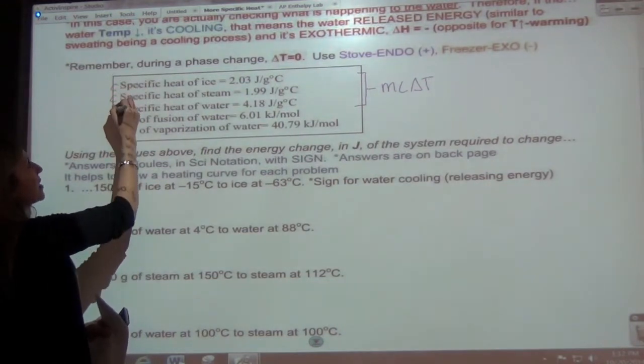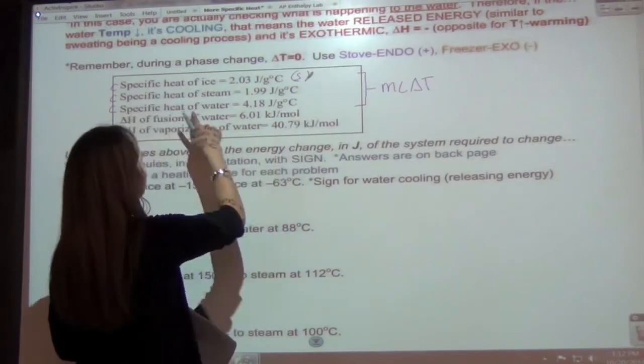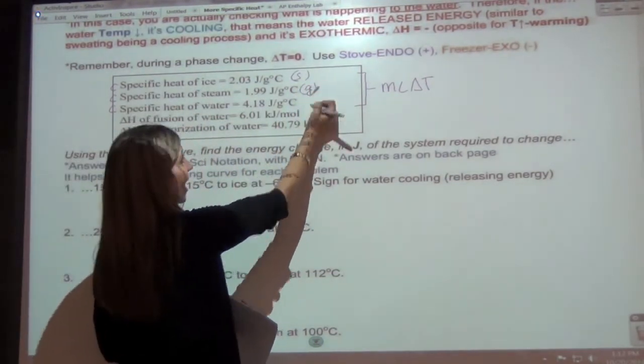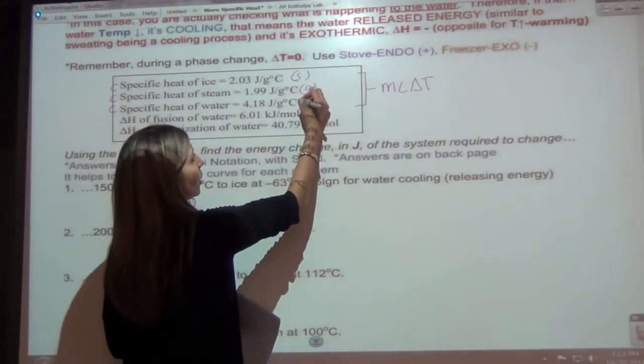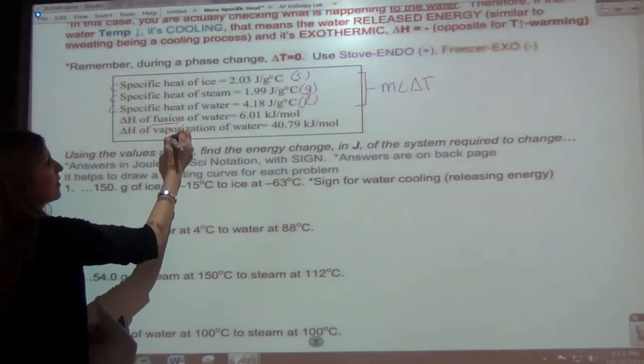This is C, this is C, this is C. This happens to be for solid, for the ice. This one happens to be for the steam, which is the gas or the vapor. And this happens to be for the water, which is going to be the liquid. Okay? These two are fusion and vaporization.